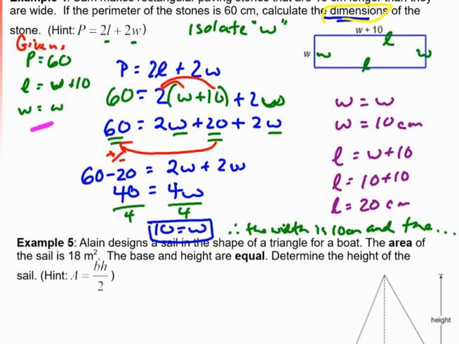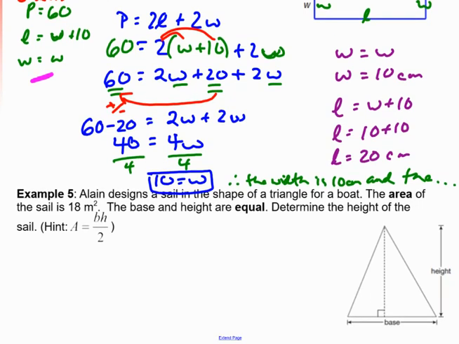Okay, very good. So moving right along, we've got quite a few examples. Well, 2 more examples. The next one, we are looking at a triangle. The sail of a boat is in the shape of a triangle. Alan designs a sail in the shape of a triangle. The area of the sail is 18 meters squared. So area is always a squared number. The base and height are equal. That's important to know. And determine the height of this sail.